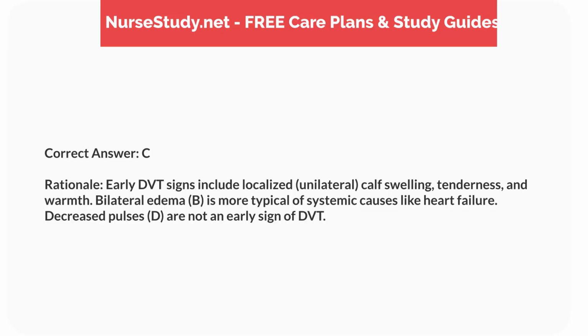Correct answer, C. Rationale: early DVT signs include localized, unilateral calf swelling, tenderness, and warmth. Bilateral edema, B, is more typical of systemic causes like heart failure. Decreased pulses, D, are not an early sign of DVT.